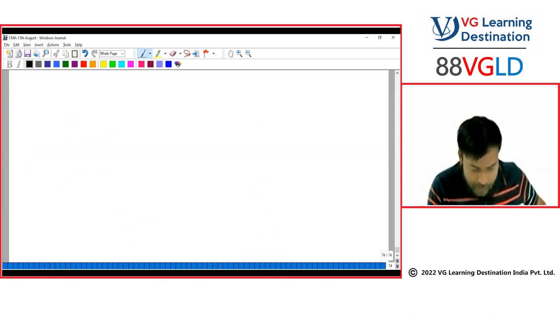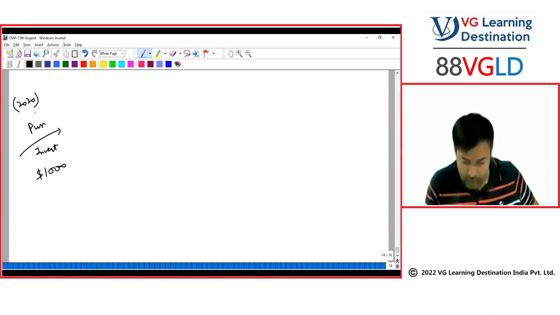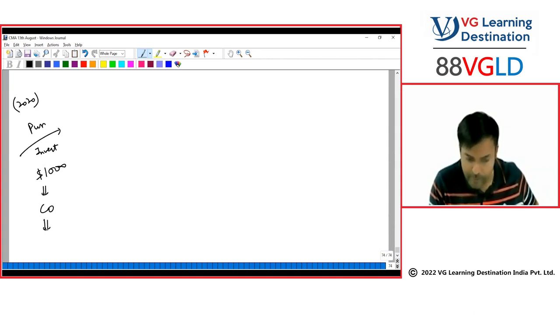Let's say, everyone, you have purchased an investment. You purchased it for $1,000 in the year 2020. When you purchased it in 2020, would that be cash outflow or cash inflow, first of all? Cash outflow, correct. Which activity is that, IA, OA, FA? It's IA. Are we good? I think this is okay.